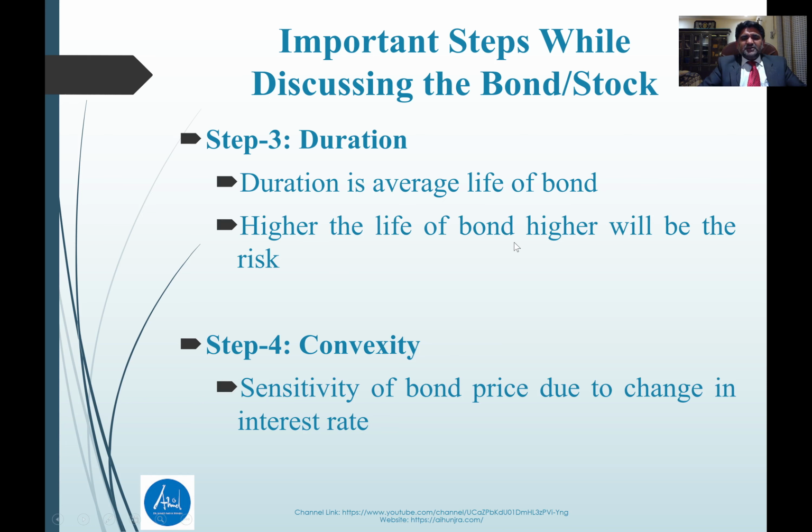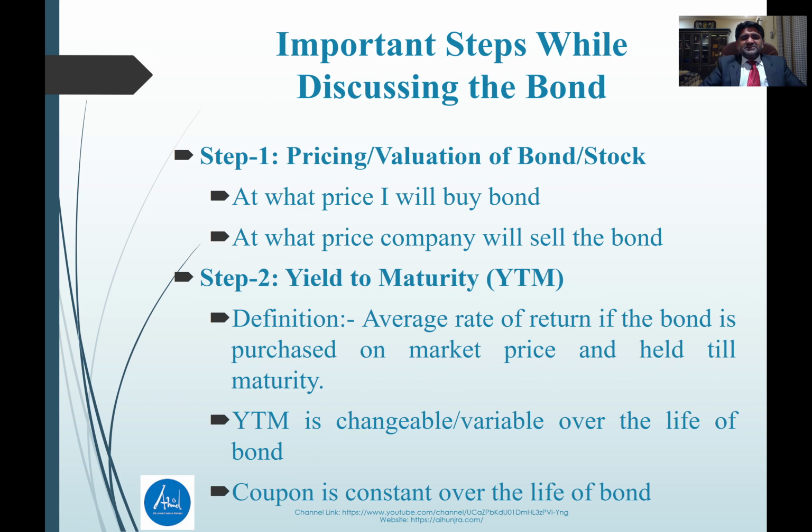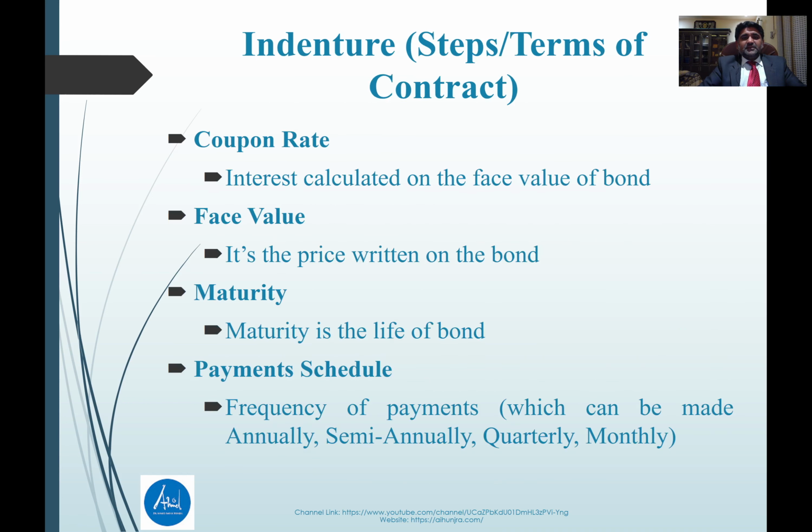The third relevant component is duration, that is the average life of bond. The higher the life of the bond, the more the risk. The fourth point is convexity, that is the sensitivity of bond price due to change in interest rate or rate of return or yield to maturity. So these are the four points we will be discussing in today's lecture.